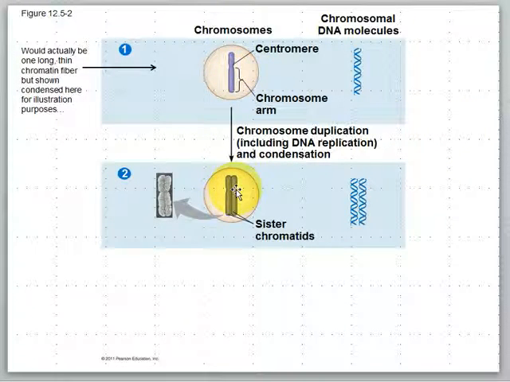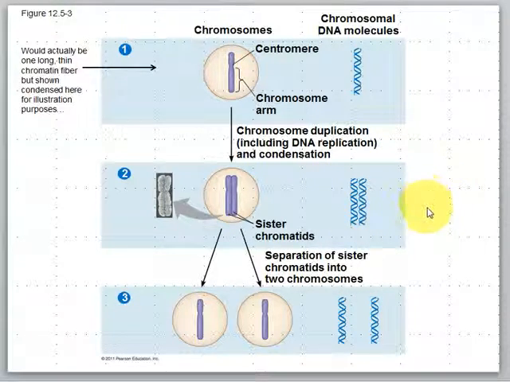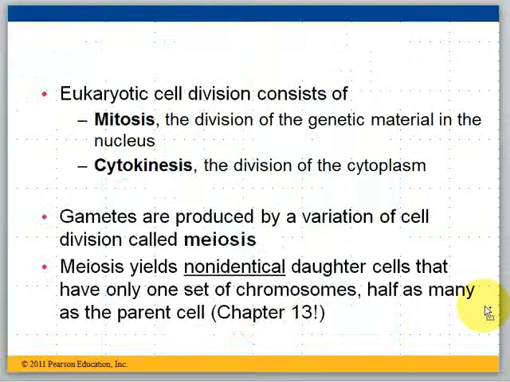Then the chromosome duplicates, and we have two sister chromatids connected together at the centromere. Oftentimes it looks like a little X. It's made up of two duplicate copies of the DNA molecule. And then the last step is to separate, and one of the chromatids goes one way, one goes the other, and then we have basically duplicate copies of each other. Now, I wish it could stay that simple, but of course we're going to go into more detail.